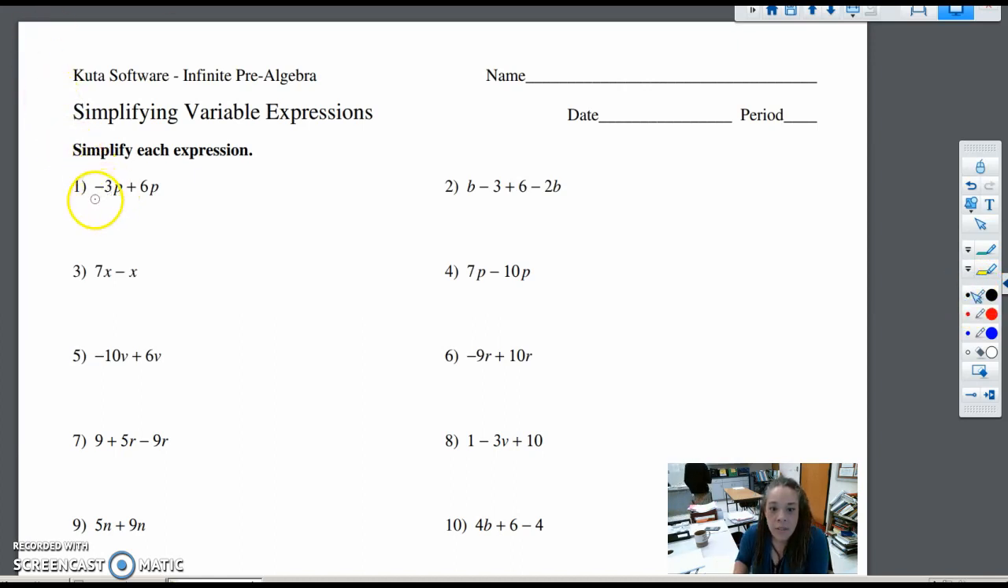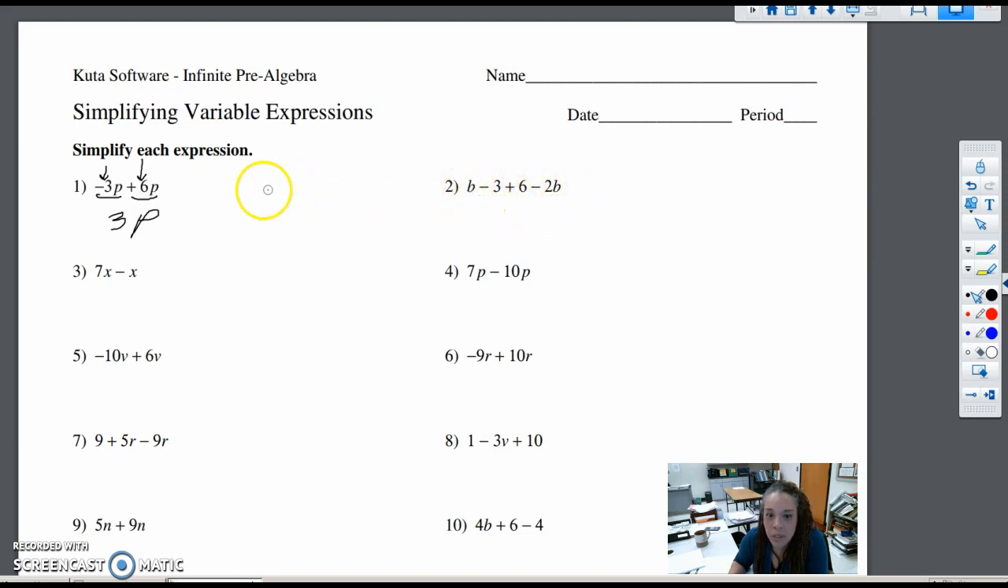First thing to remember here is that the sign is in front of the number, so this negative goes with the 3p and this positive goes with the 6p. Now the p and the p tell us those are like terms, that's the variable, so we can keep the term p. So we have to deal with negative 3 plus 6, and negative 3 plus 6 is positive 3. Alright, so number 2, it's a little bit longer problem.